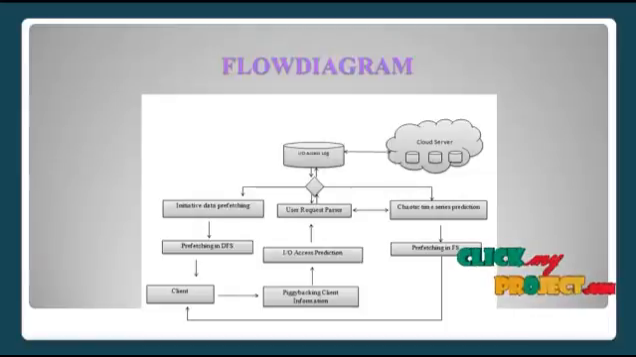This is our flow diagram of the project. In the cloud networking environment, the client sends the request to the cloud server. The request goes to the piggybacking client information module, where the client information and the request information are appended to the request. Then the IO access prediction predicts what type of data has been requested from the cloud server. The user request parser parses the client information and the user request information.